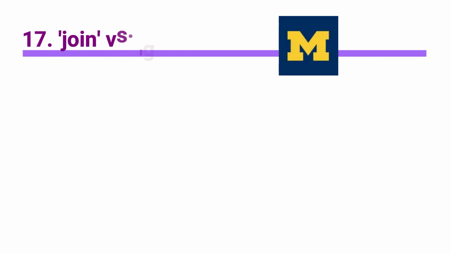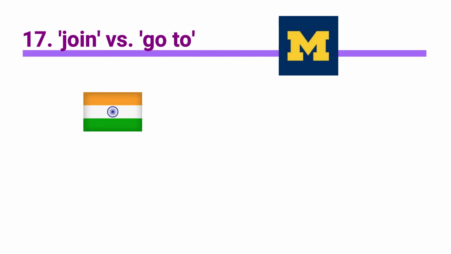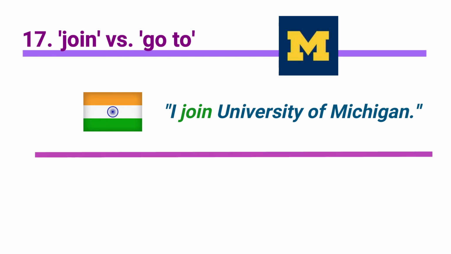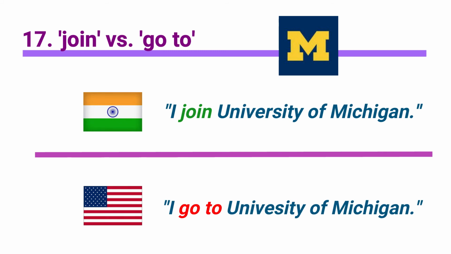Next is a sentence involving the verbs of join and go to. My friends from India tend to say, "I joined University of Michigan." And my American friends would say, "I go to University of Michigan." By the way, University of Michigan is my alma mater. Once again, the choice of verbs is different. It's not right or wrong, just different.